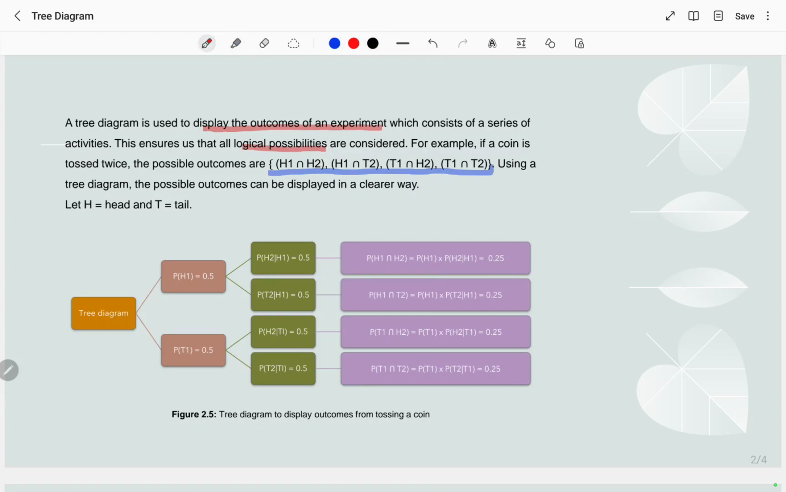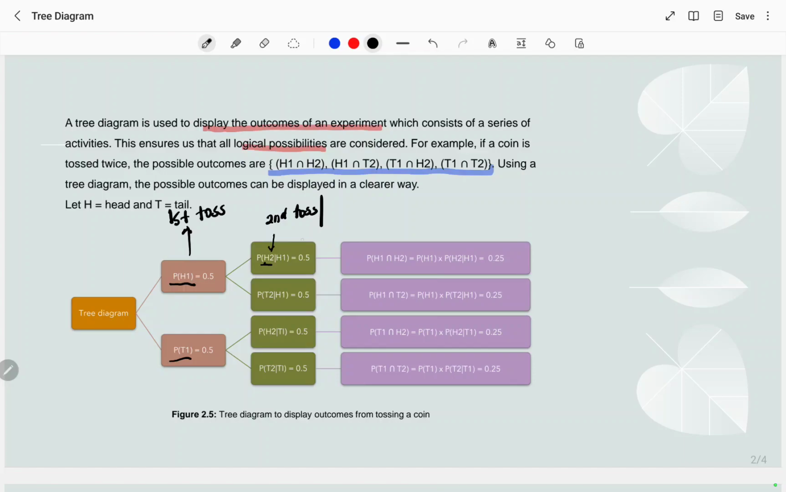Here is how the outcomes come about. When we refer to the tree diagram, we have to consider the first toss. You toss a coin twice, so on the first toss we obtain either head or tail. Why do we label it 1? Because we are considering the first toss. When you repeat the experiment a second time, we also consider the outcome on the second toss, which we label 2.